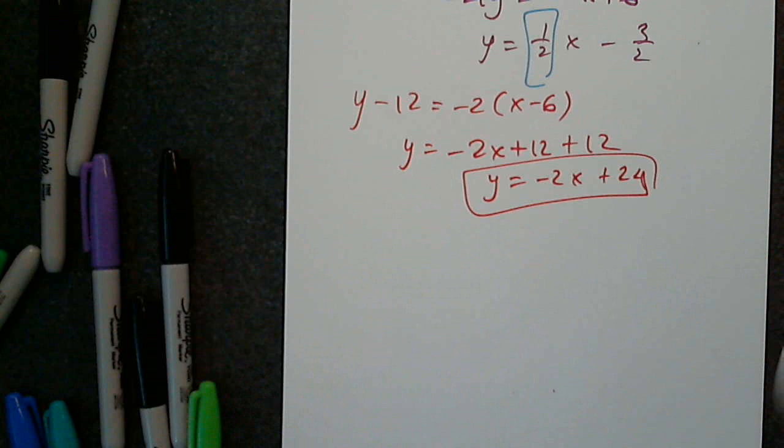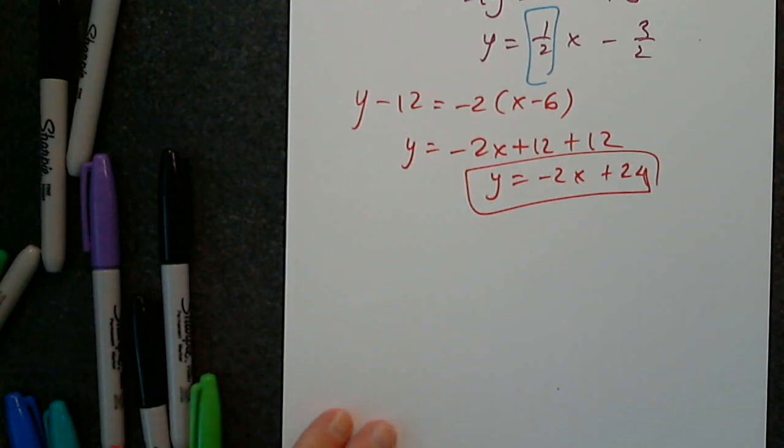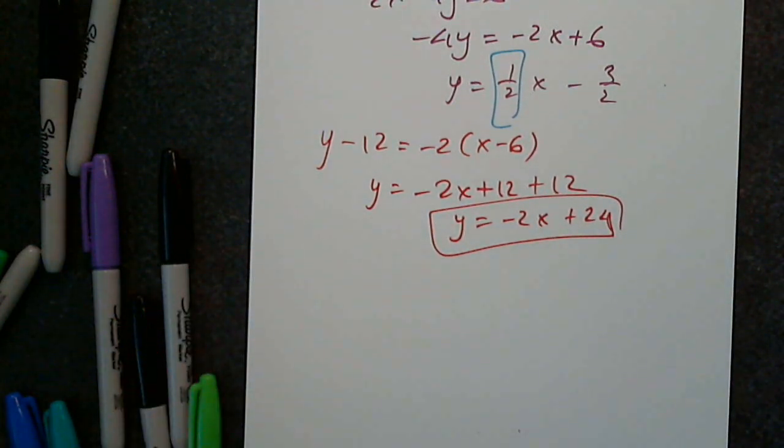So we determined the equation of the line passing through the given point, you pick the point (6, 12), and perpendicular to the given line. This is the equation. Please tell me if you have any questions.